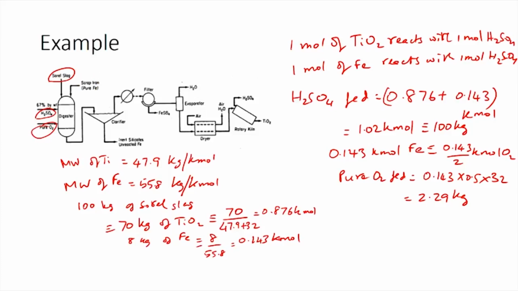Now that we have the information about the sorrel slag, H2SO4 and O2, the other component which is fed is the scrap iron. We have been told that scrap iron or pure iron is fed at a rate of 36 kilograms per kilogram of sorrel slag. So, this means pure iron fed would be equal to 36 times 100, giving you 3600 kilograms of pure iron being fed.